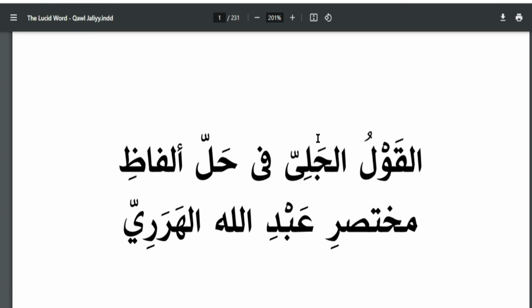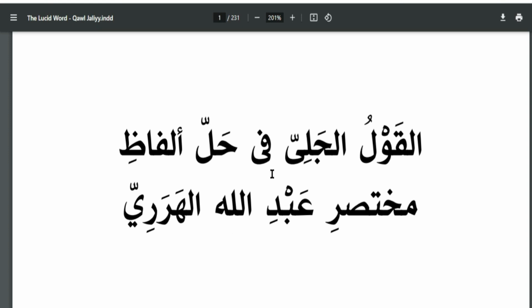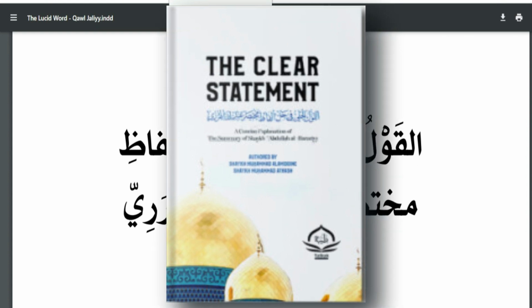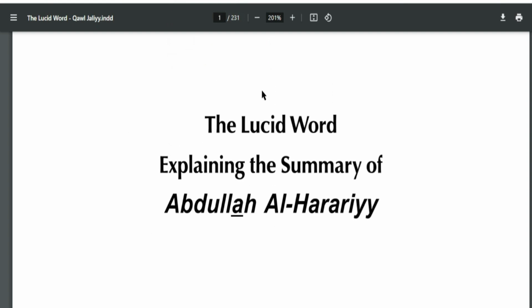Here's another translation of the same book. It's called The Clear Statement. So you have both of those, that's nice. So you can compare statements, and it's a good study tool for you. So the Lucid Word explaining the summary of Abdullah Al-Harari, rahimahullah ta'ala.